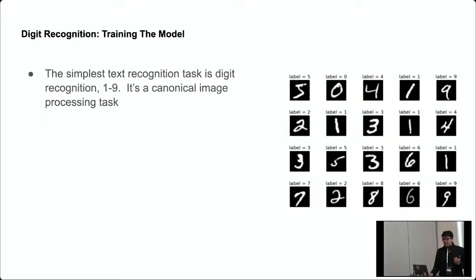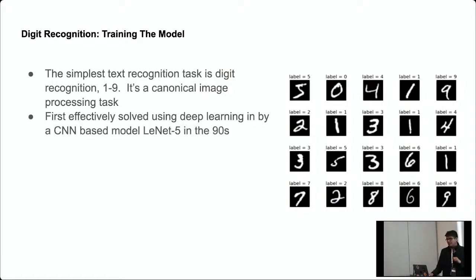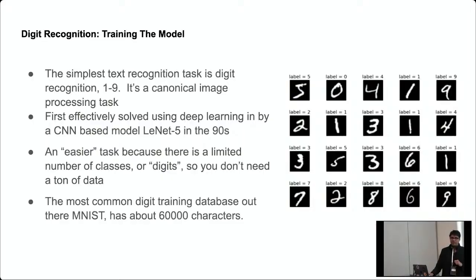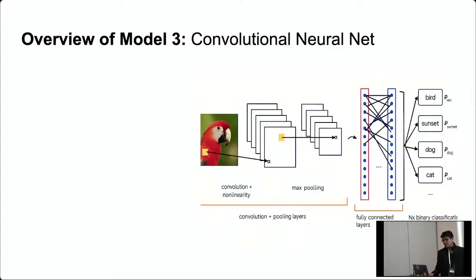So the first thing we have to do is actually train the model. The simplest text recognition task is digit recognition, 1 through 9. And digit recognition, has anyone ever done an ML course, is a canonical machine learning task. Everyone kind of goes through it. In our case, it's a little bit more complicated, and I'll again go into why, but the digit recognition problem was most effectively first solved in the late 90s by LeNet, the convolutional network model at that point. Again, it's easier than full letters because it's digits. You don't need the full set of letter data. And in order to do this task, we used a digit data set called MNIST, which has about 60,000 characters.